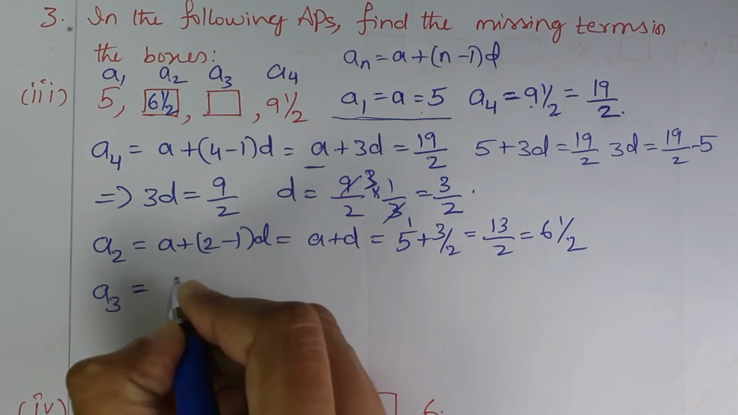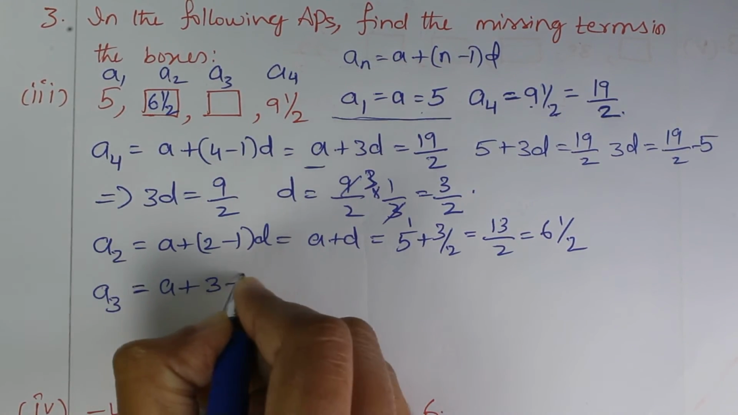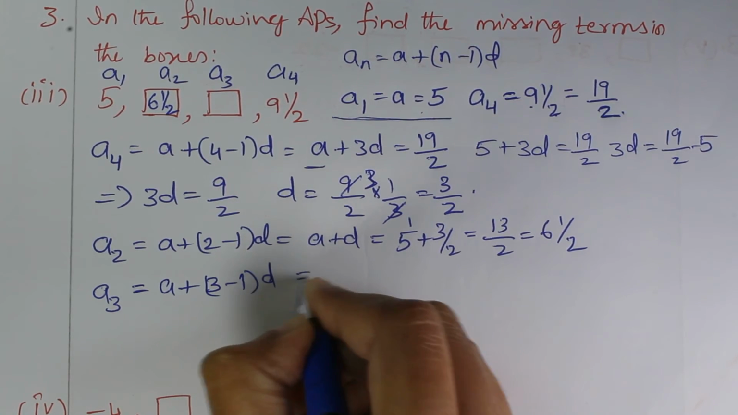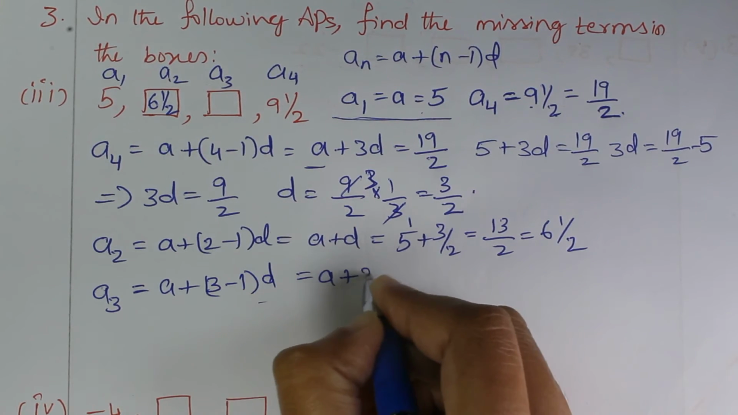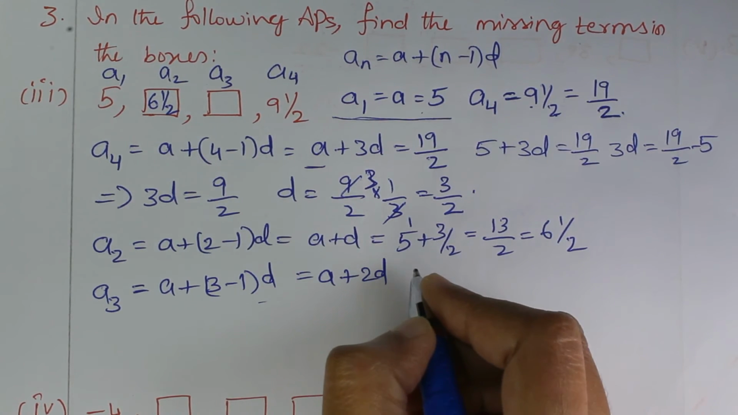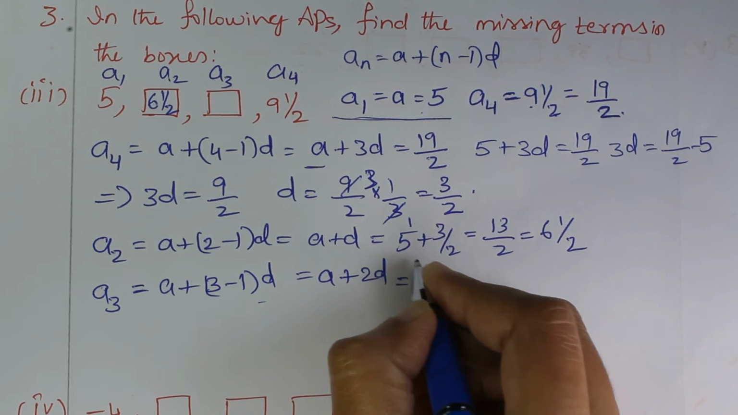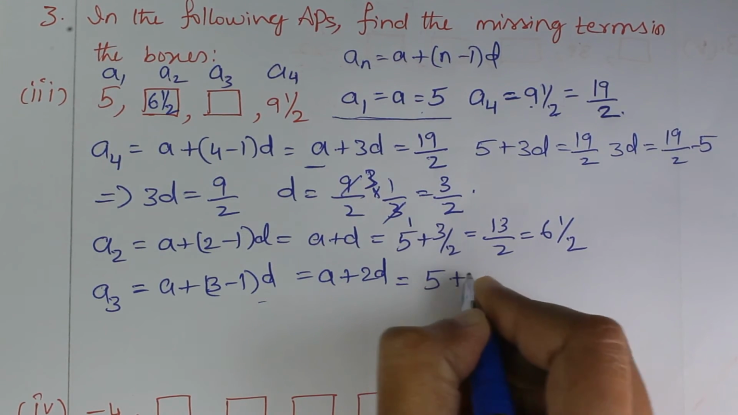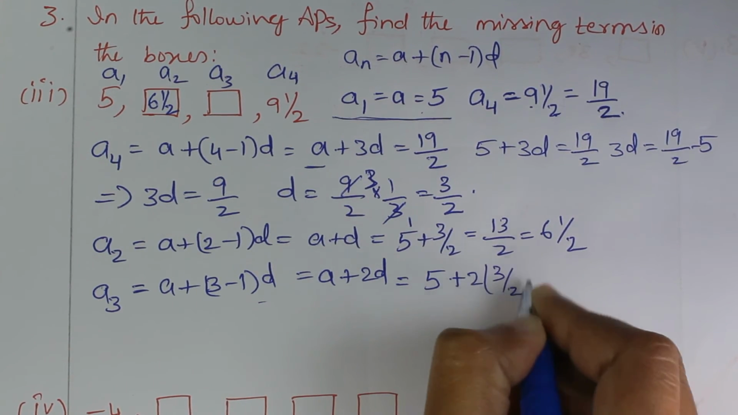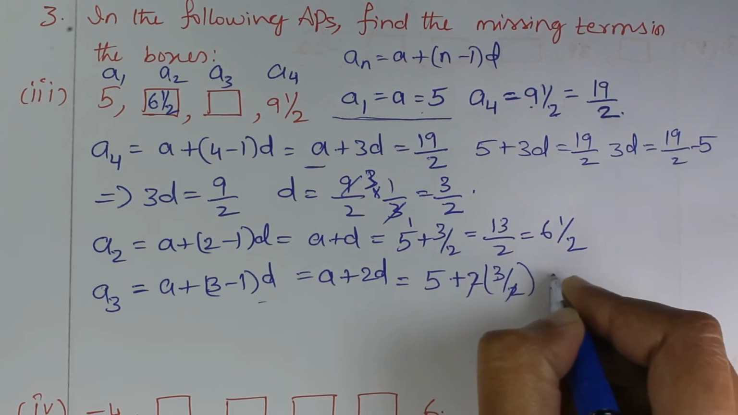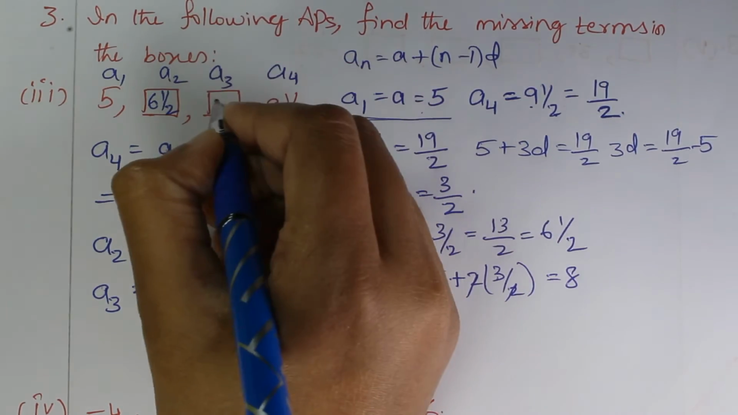A3 is equal to a plus (3 minus 1) into d, that equals a plus 2d. That equals a is 5 plus 2 into 3 by 2. This 2 gets cancelled. 5 plus 3 is 8. So A3 is equal to 8.